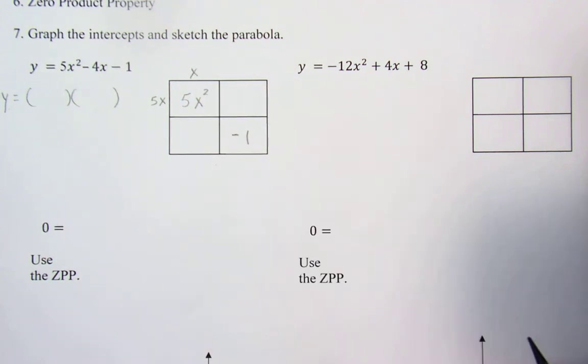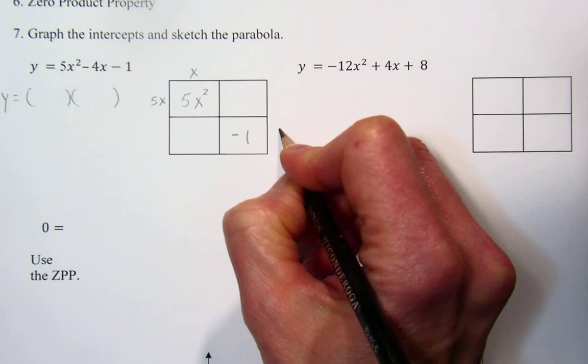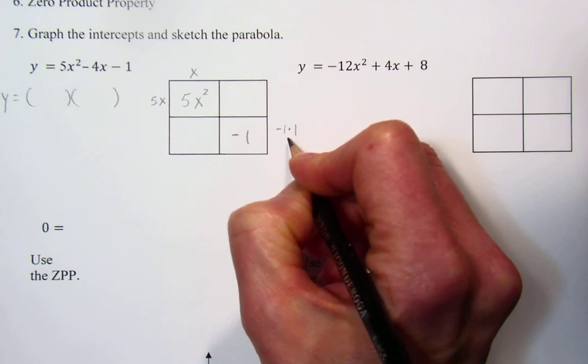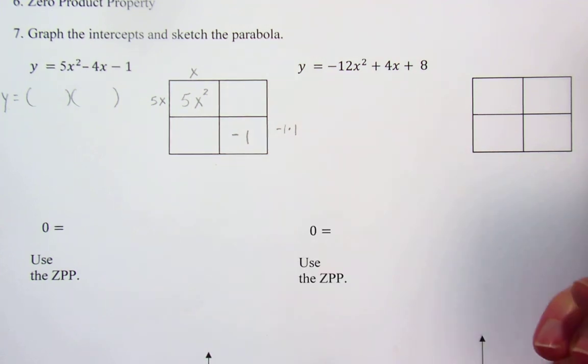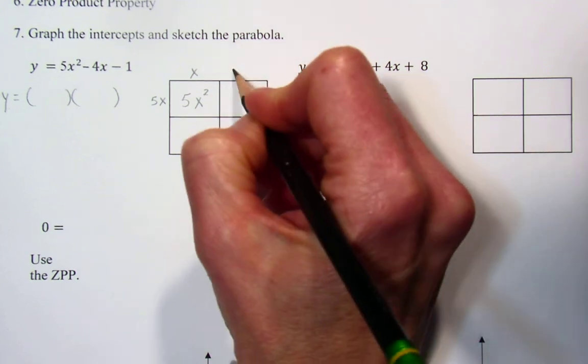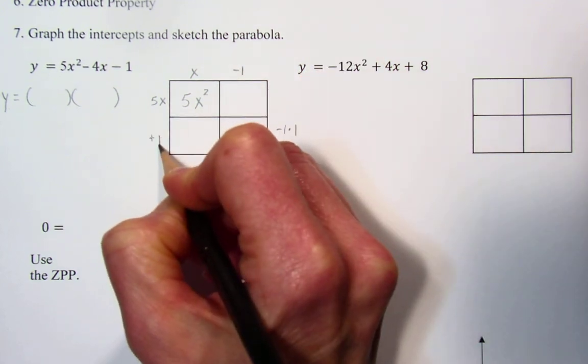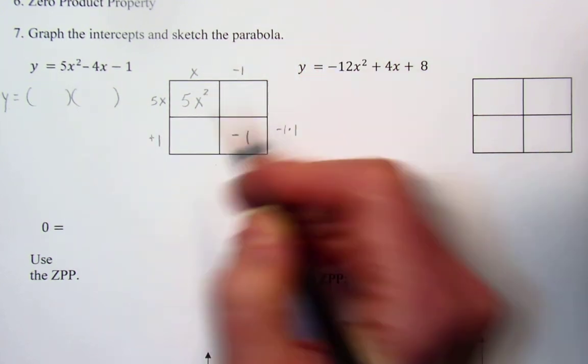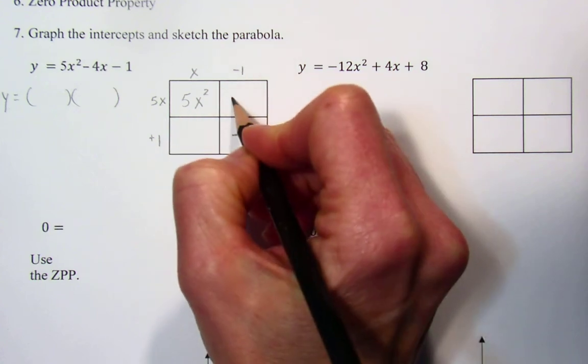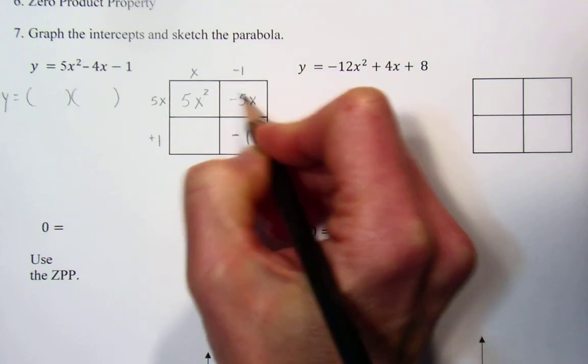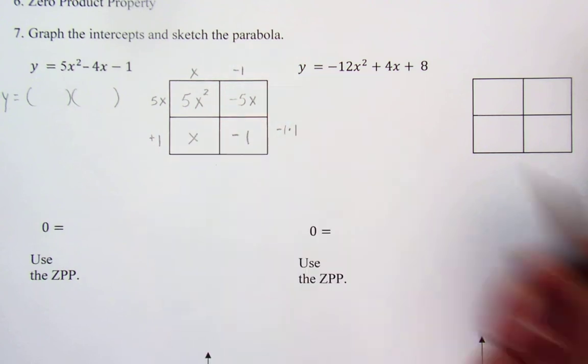What are my factor pairs that make the last term? Well, that is -1 times 1. One has to be negative, one has to be positive. And should I put the -1 here and the +1 here? I don't know, let's find out. 5x times -1 is -5x, and x times 1 is x.